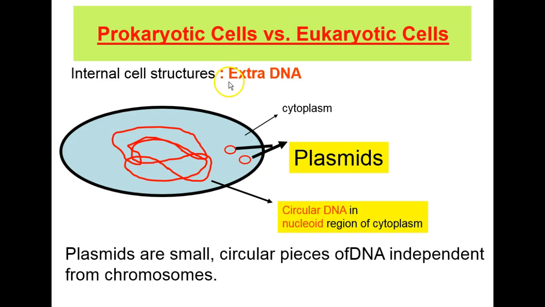Prokaryotes contain DNA outside of the single circular chromosomal DNA. This extra DNA is found as small circular units called plasmids. Plasmids are independent of the chromosomal DNA, replicating on their own and containing a few genes non-essential to the cell.